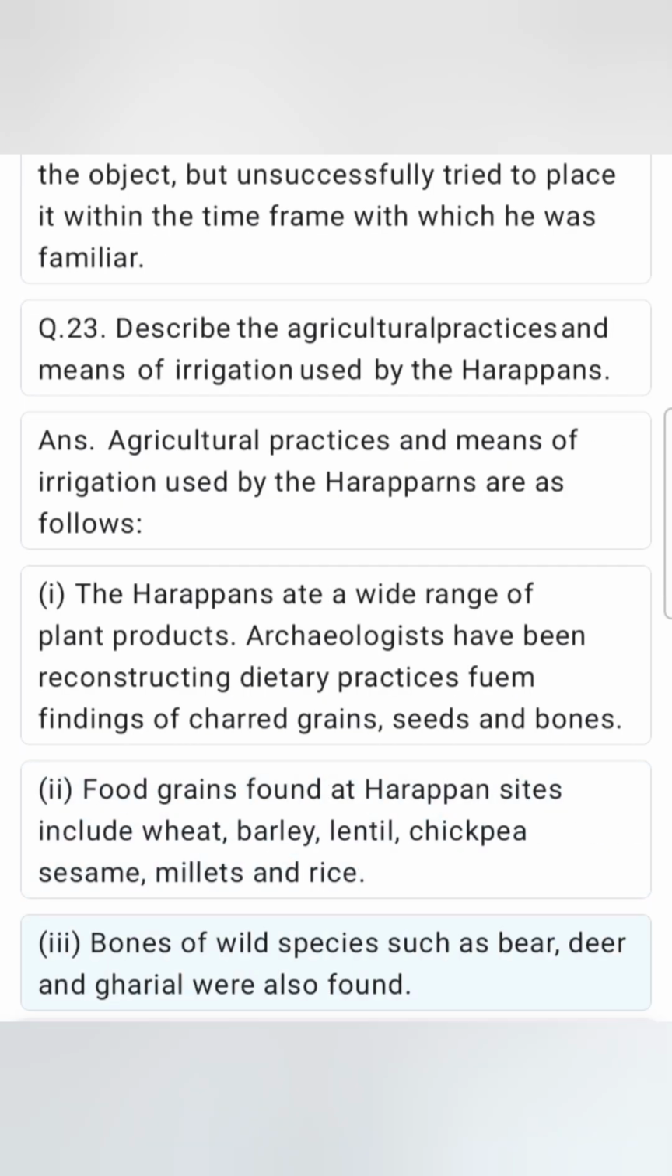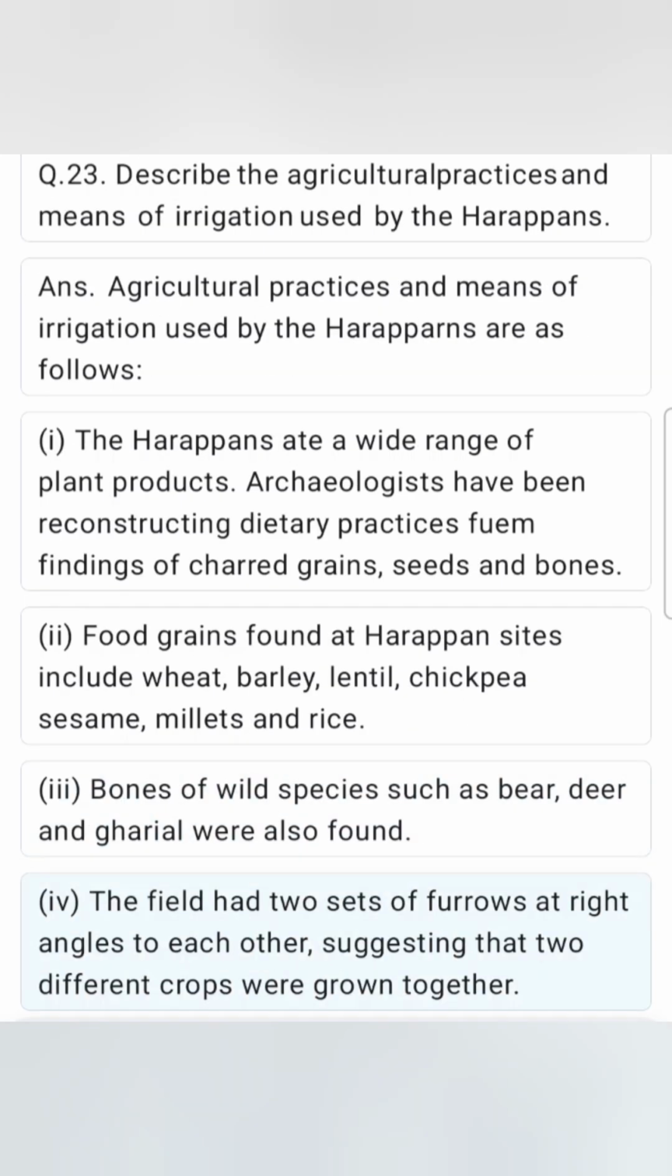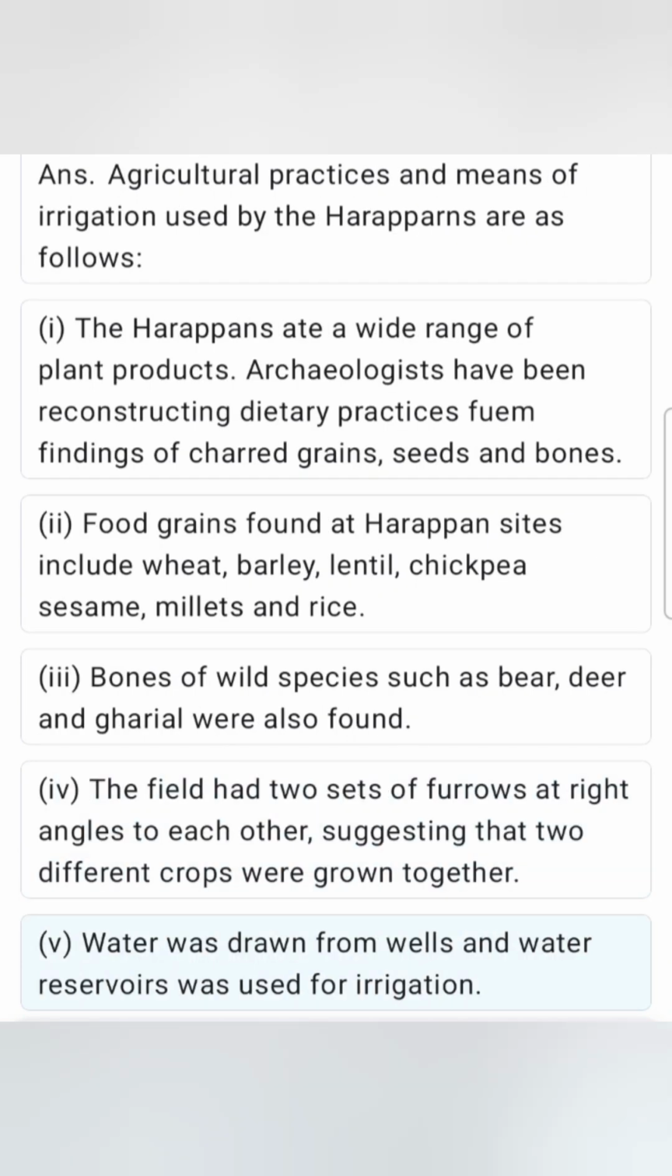III. Bones of wild species such as bear, deer and gharial were also found. IV. The field had two sets of furrows at right angles to each other, suggesting that two different crops were grown together. V. Water was drawn from wells, and water reservoirs were used for irrigation.